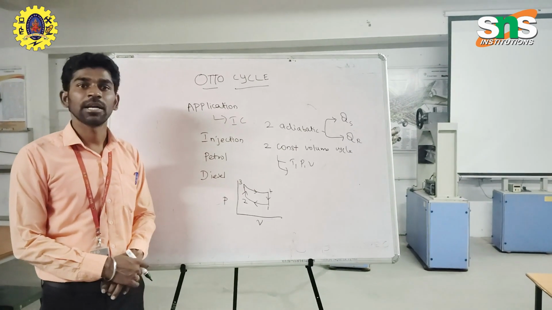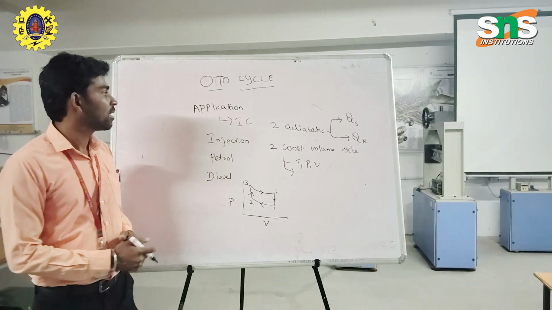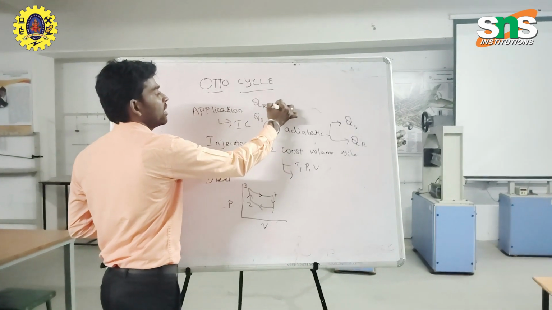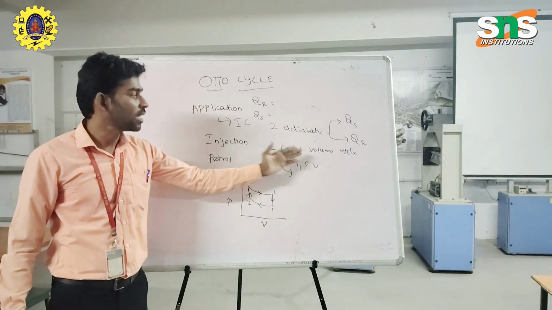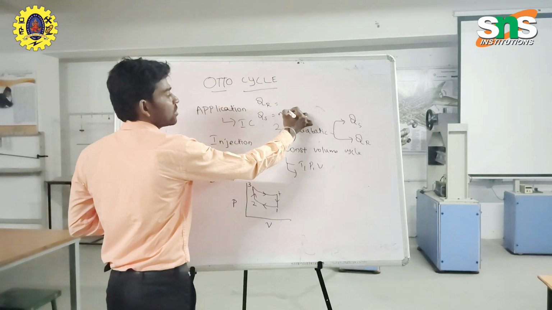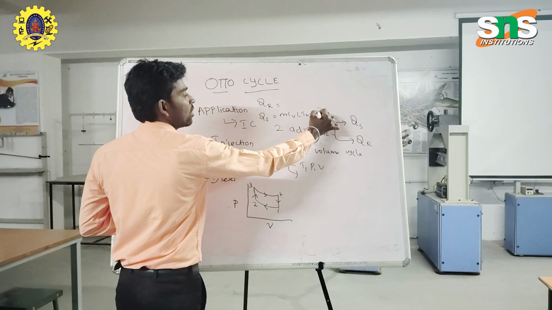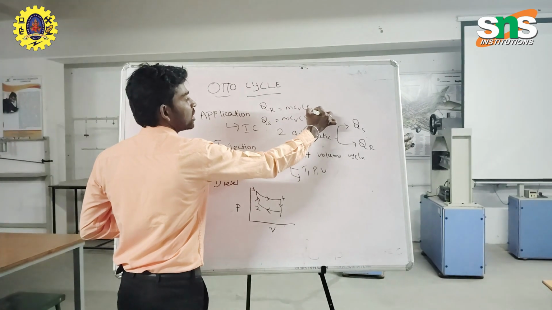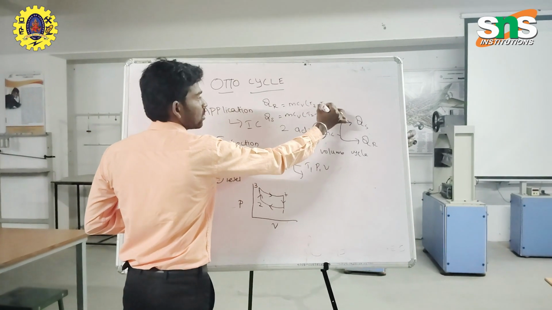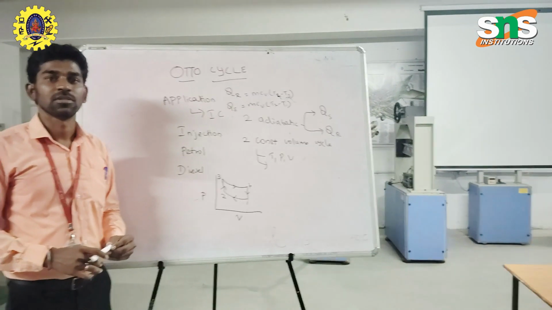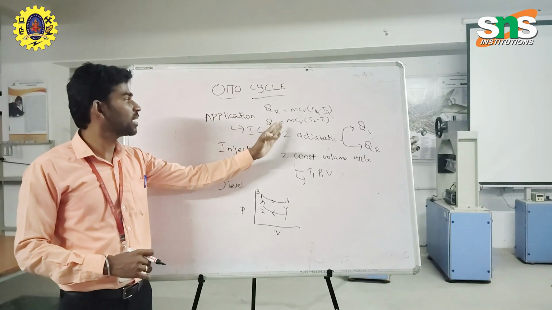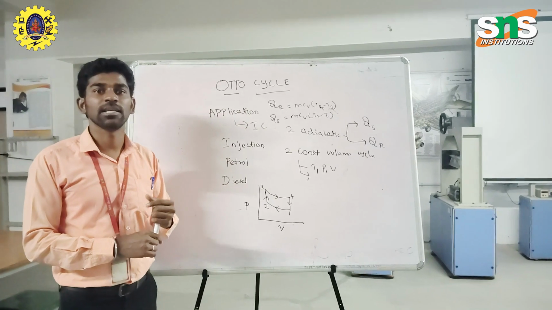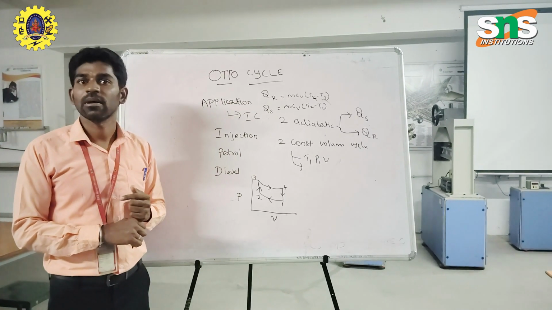From the adiabatic and constant volume processes, we write the equations for heat supply and heat rejection. The heat supply is mCv (T3 minus T2), and the heat rejection is mCv (T4 minus T1).